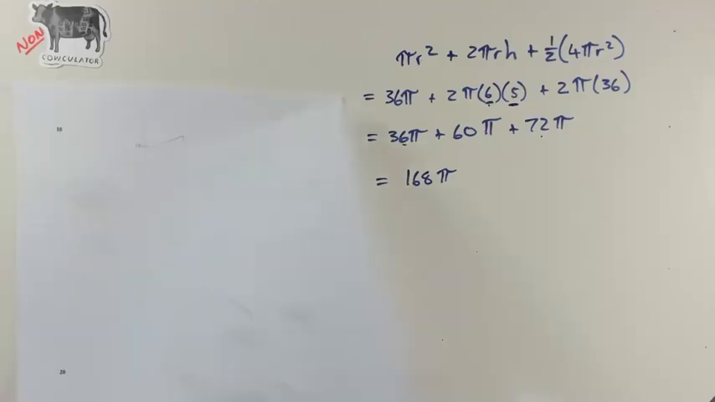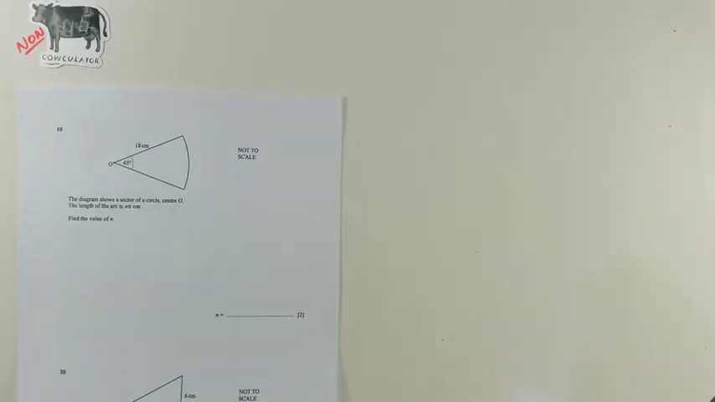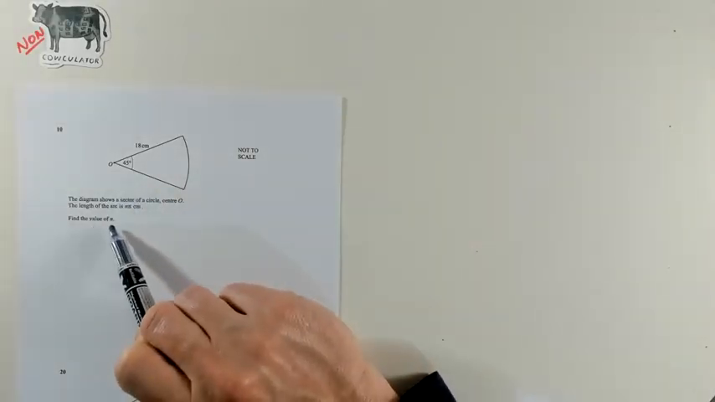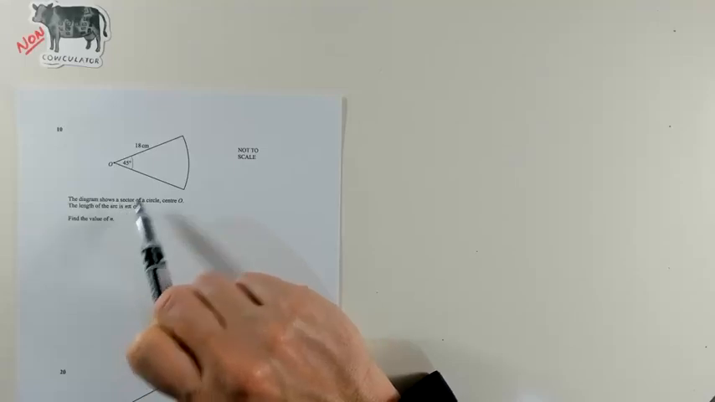Okay, next one, have some trigonometry. We're gonna have to. No, not yet. Still multiples of pi. This one doesn't need any trigonometry. So they're asking for the value of n. The length of the arc is n pi. So arc.